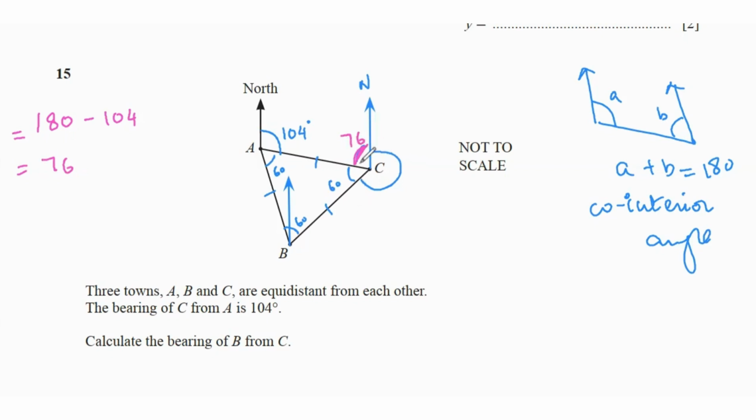So if we subtract 76 and 60 from 360, we can easily find this bearing over here. So the bearing is going to be 360 minus 76 minus 60, and that is going to give us 224 degrees. That is the bearing of B from C.